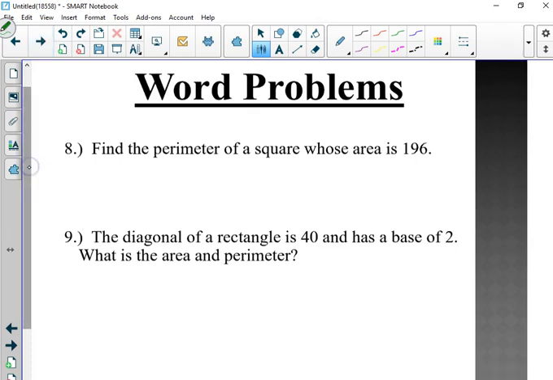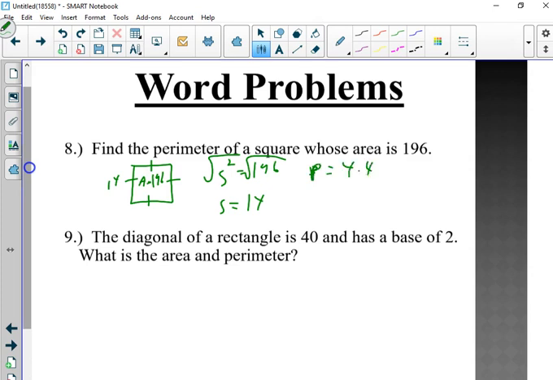Okay, find the perimeter of a square whose area is 196. Well, that means s squared equals 196. You take the square root of both sides, s equals 14. So the perimeter is 4 times 14, which is 56 units.